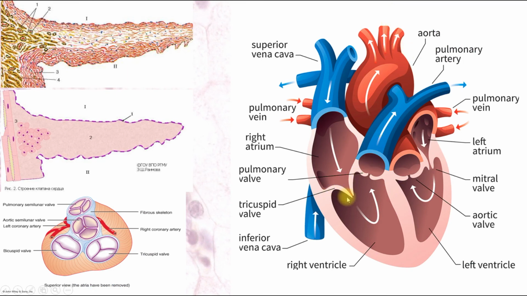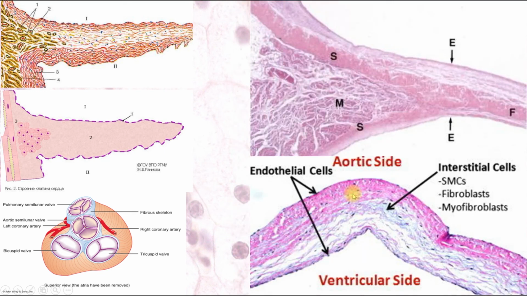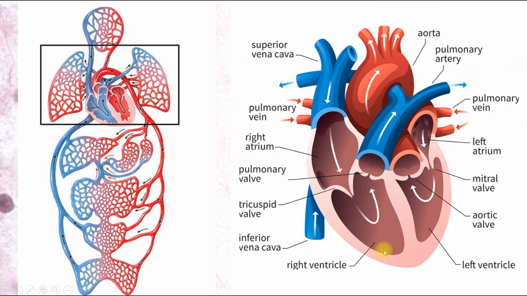And valves. Valves of heart are formed by endocardium. It's a fold of endocardium which is covered with endothelium, and in the basis we have a lot of collagen and elastic fibers which maintain the shape of the valve. And here we can see valves of heart. It's endocardium which forms both sides of the heart valves.